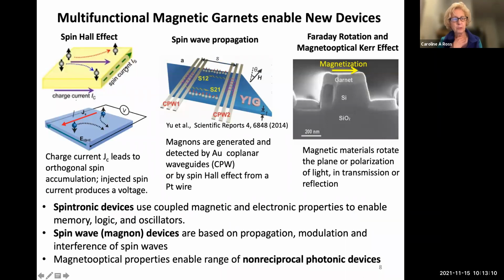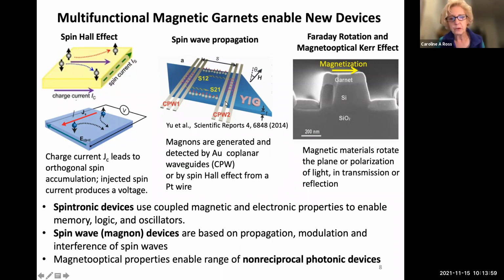From the thin film device point of view, the garnets have a lot of functionality, which enables a wide range of behavior and properties and devices to be made. So we can use phenomena like spin Hall effects, where we take the garnet and we put a layer of heavy metal on top of it. And then when a charge current flows through the heavy metal, it produces a spin current, which can be injected into the garnet. And I'll talk about that more later on. So we can use spin Hall effect to actually detect and to manipulate the magnetization of a garnet film, or actually any other magnetic insulator for that matter.